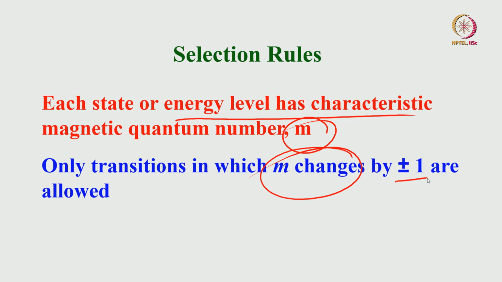Anything apart from +1 or -1 is not allowed. You understand? The selection rule is that the change in the magnetic quantum number between any two energy states should be either +1 or -1. They are called allowed transitions in NMR. All other transitions apart from +1 or -1 are called forbidden transitions.